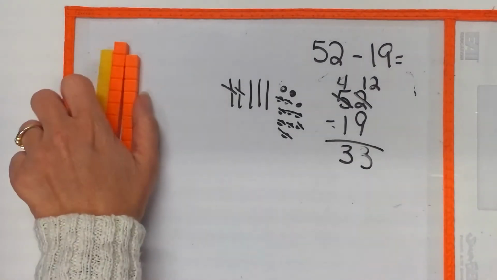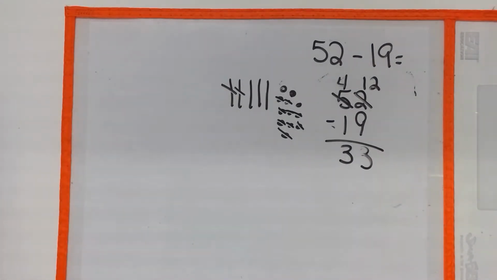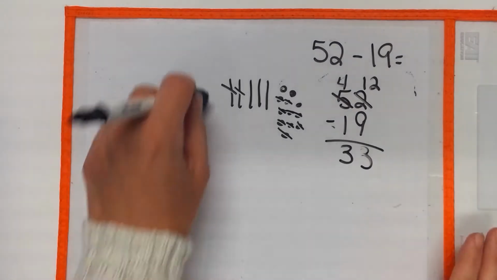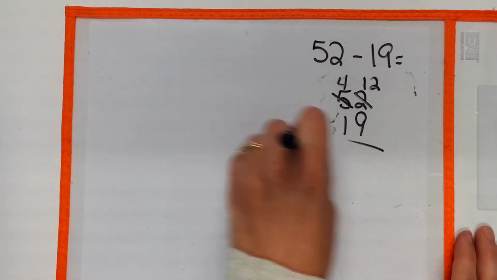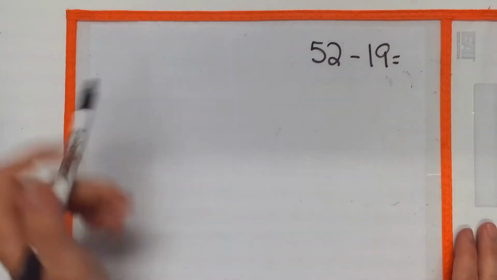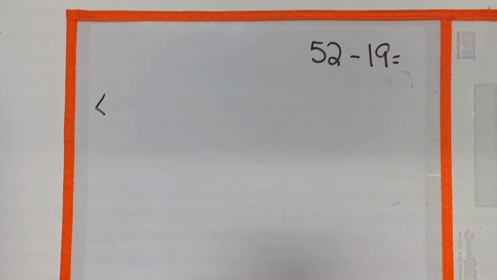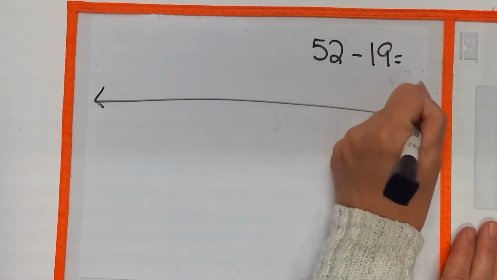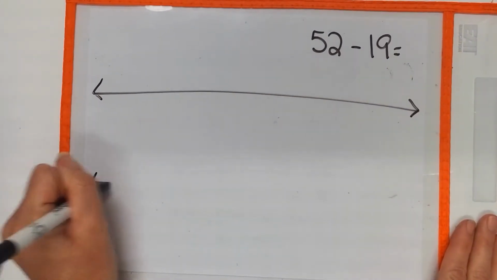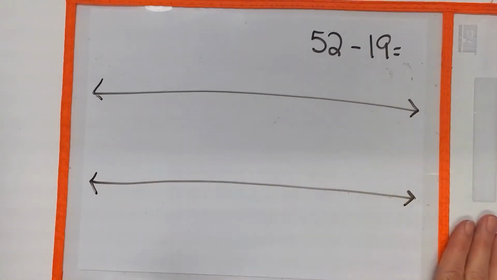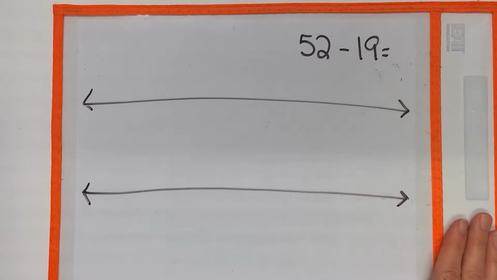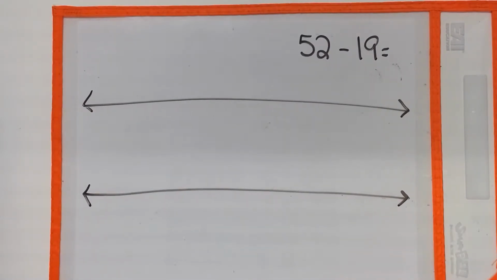Remember that students do not have to have the standard algorithm mastered until 4th grade. As we're working through these, we also have the strategy of using a number line. We're going to keep our same problem, 52 minus 19, and we're going to do a number line. There are 2 different methods for subtracting on the number line. We want to make sure that we expose the students to them and allow them to make that choice of what they want to do.